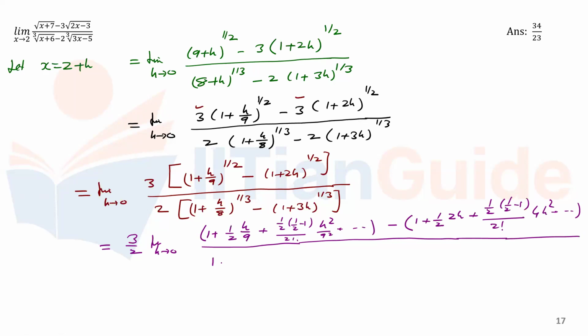Denominator: 1 plus nx, n is 1 by 3, h by 8. After that, 1 by 3 into (1 by 3 minus 1) divided by 2 factorial, h square by 64, and so on up to infinity. Leave it. Minus sign is there. 1 plus nx, that is 3h. After that, n into n minus 1, 1 by 3 into (1 by 3 minus 1) divided by factorial 2, after that 3 square, that is 9h square, and so on up to infinity.